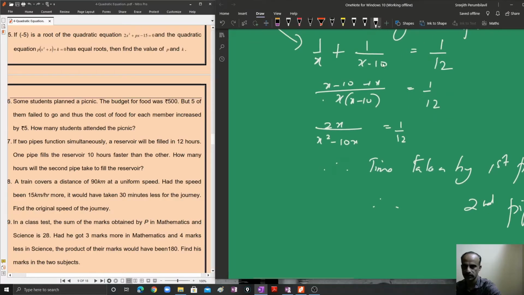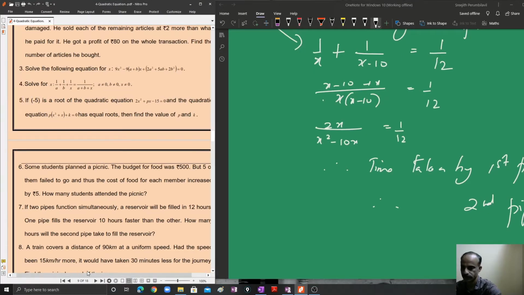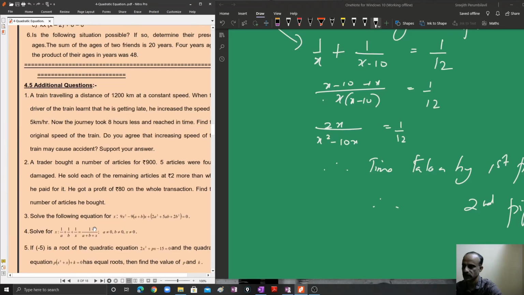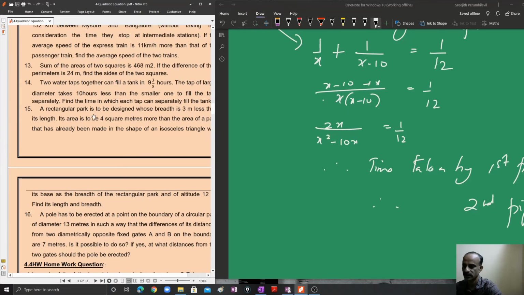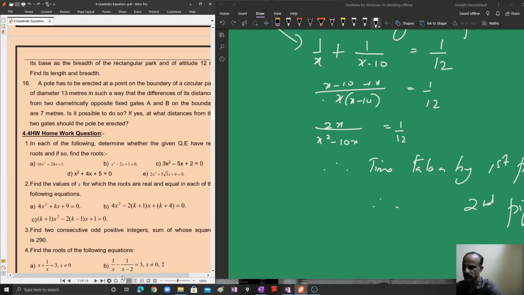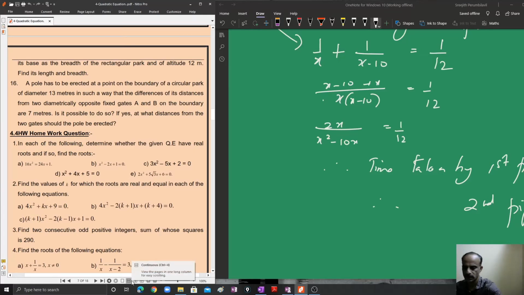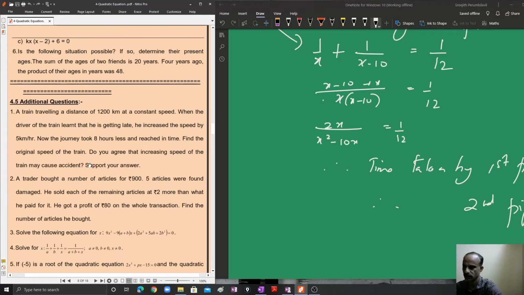Okay, come back to the normal questions. That was additional question number 7. So we were dealing with question number 14 here. The remaining ones are all similar simple type questions. You can attempt them on your own. Now here we have some homework. This is all done type. Now I'll go for additional questions.